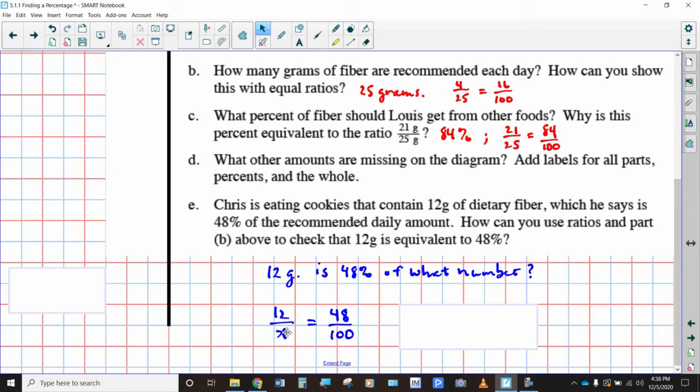So is 12 over 25 going to eventually be equal to 48 over 100? Let's check. What do you multiply times 12 to give you 48? You would multiply 4, correct? So x times 4 is 100. 100 divided by 4, just like we said before, is equal to 25 grams. So we can see that 12 over 25 is going to be equivalent to 48 over 100.